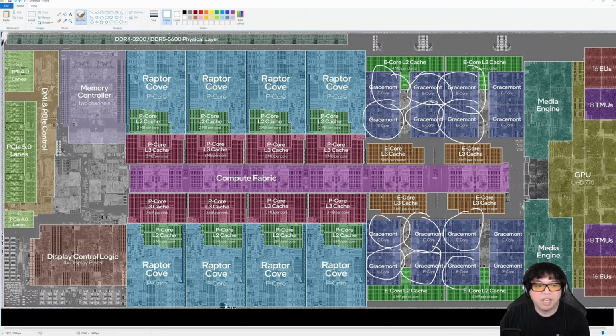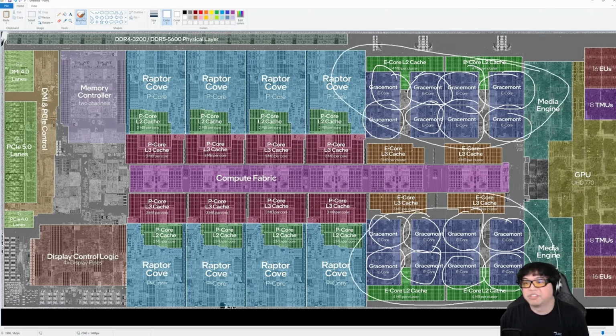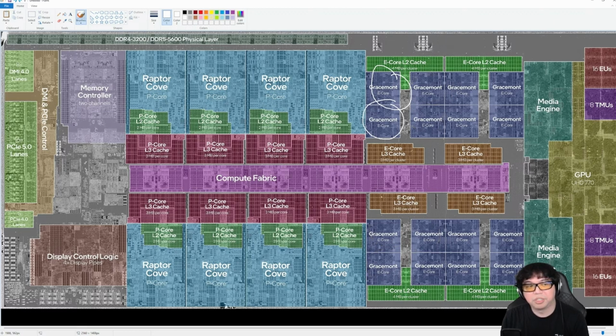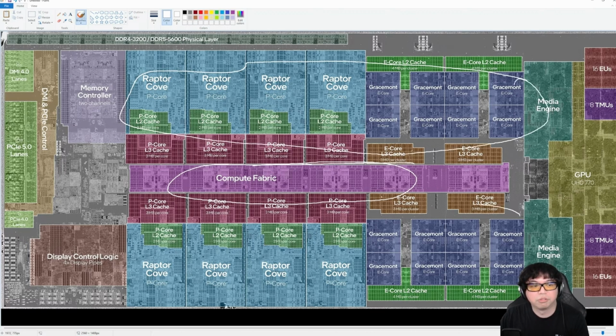Now, the i9 is unique in that it adds an additional 4 on the end here. So now you have a total of 16. You have 8 down here and you have 8 up here. So you have 16 E-cores. The reason why the i9s are the ones most likely to see this problem is because the compute fabric is stretched to its limit in terms of the amount of current flow to keep all these cores, both P and E, filled all the time.